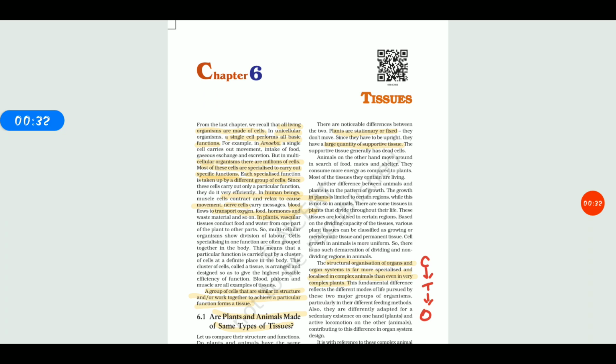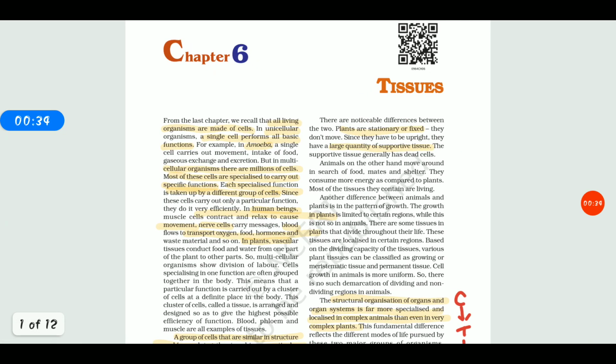Students, you need to know one term: the study of the structure of tissue and organs is known as histology. Histology is the branch of science that deals with the structure of tissues and organs present in living organisms. ठीक है, and this study is also carried out with the help of the microscope. जैसे हम सेल की स्टडी करते हैं वैसे हम टिश्यूज की भी माइक्रोस्कोप से स्टडी करते हैं.